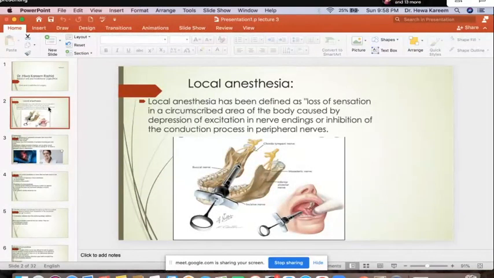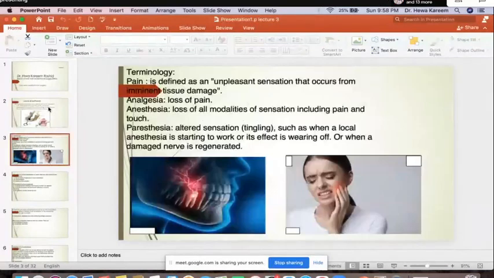Local anesthesia. Terminology: pain, definition of pain, an unpleasant sensation that occurs from imminent tissue damage. Analgesia, loss of pain. Anesthesia, loss of the modality of sensation of pain and touch. And the difference between analgesia and anesthesia.